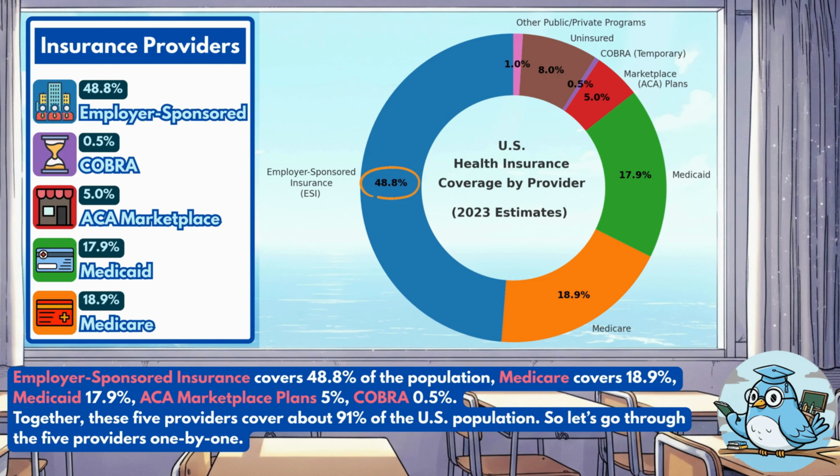Employer-sponsored insurance covers 48.8% of the population. Medicare covers 18.9%. Medicaid 17.9%. ACA Marketplace plans 5%. COBRA 0.5%. Together, these 5 providers cover about 91% of the U.S. population. So let's go through the 5 providers one by one.